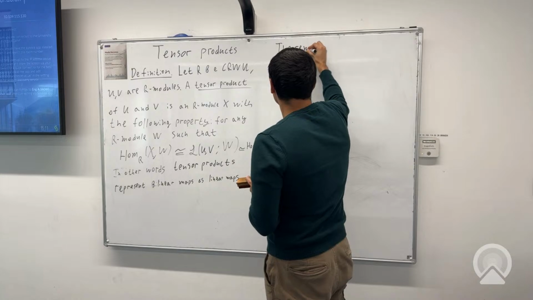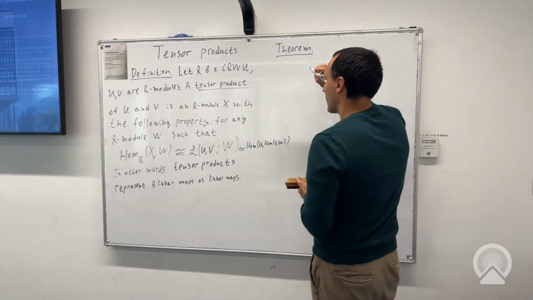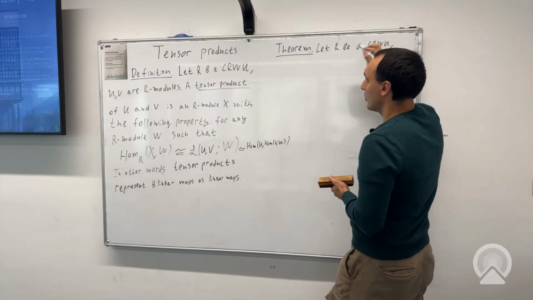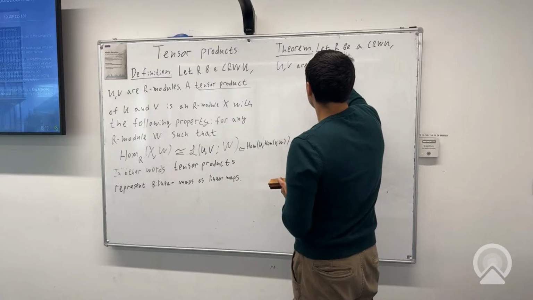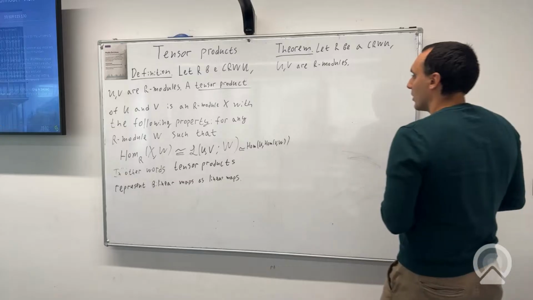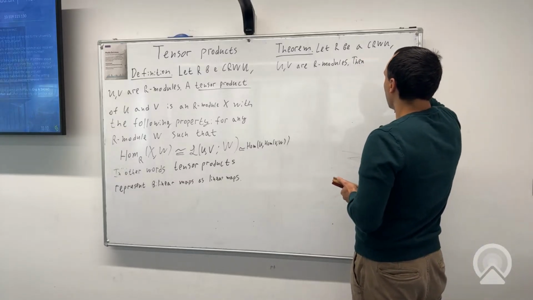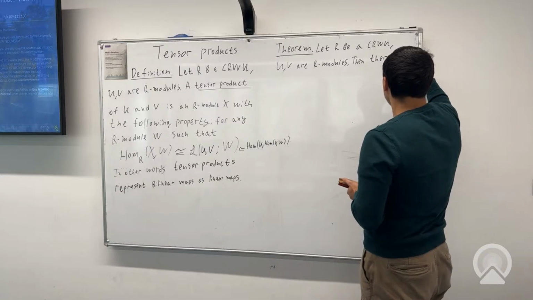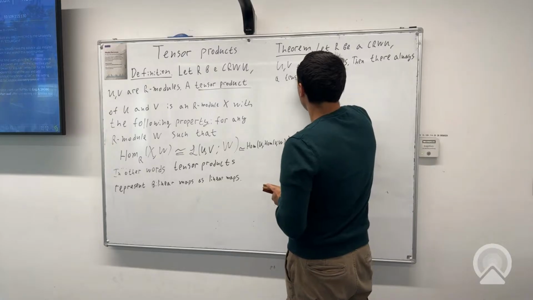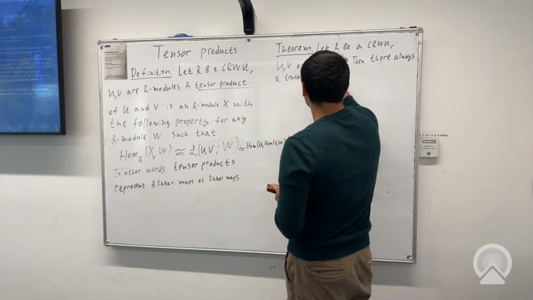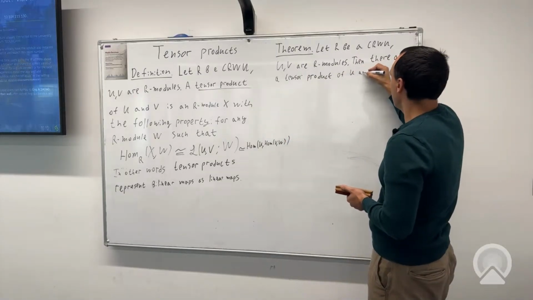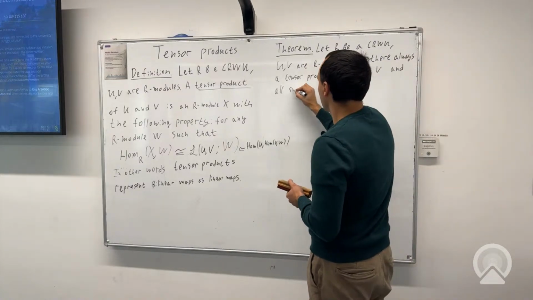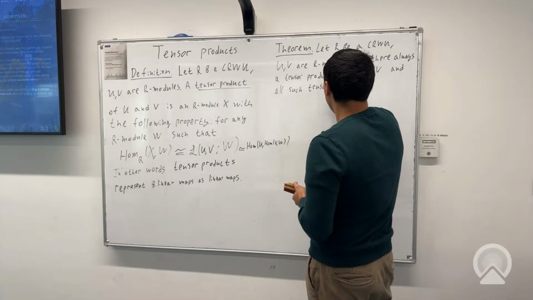So consider a commutative ring R with unity and two R-modules U and V. Then there always exists a tensor product of U and V, and all such tensor products are isomorphic.